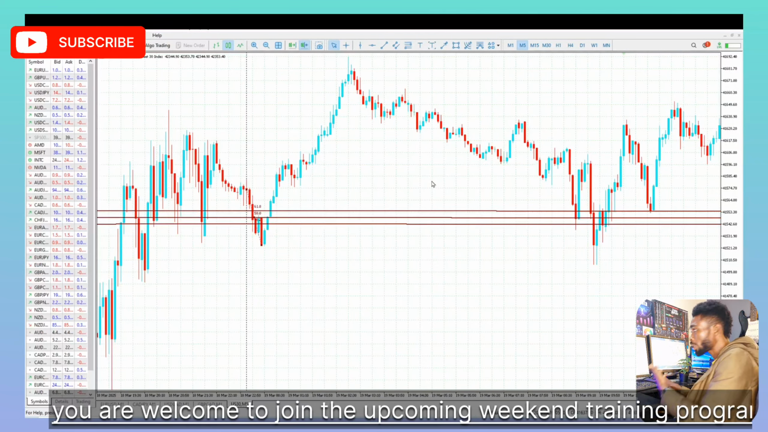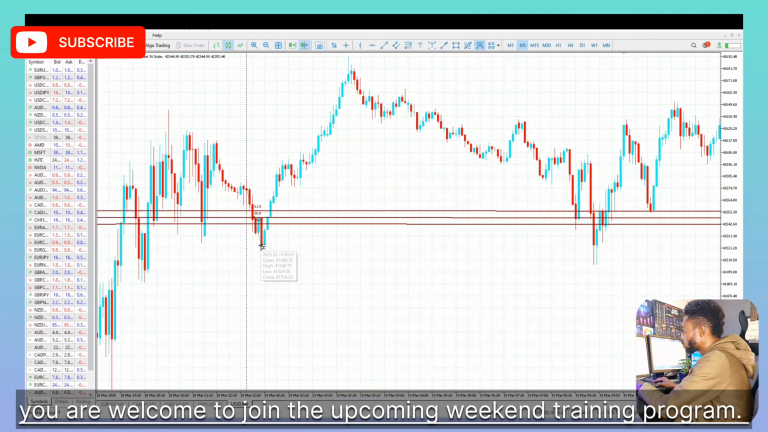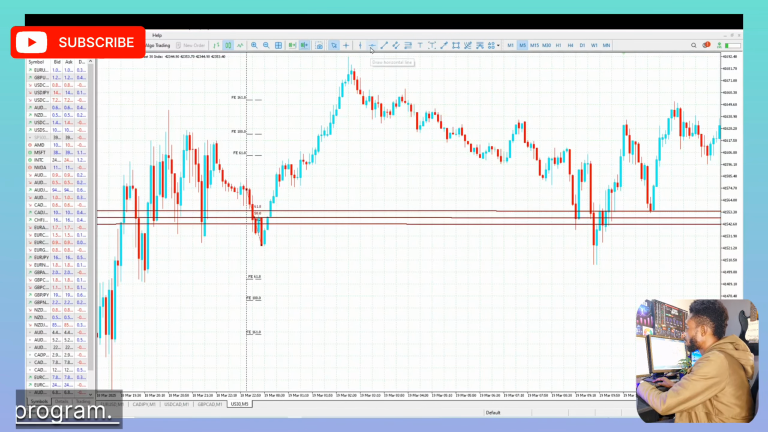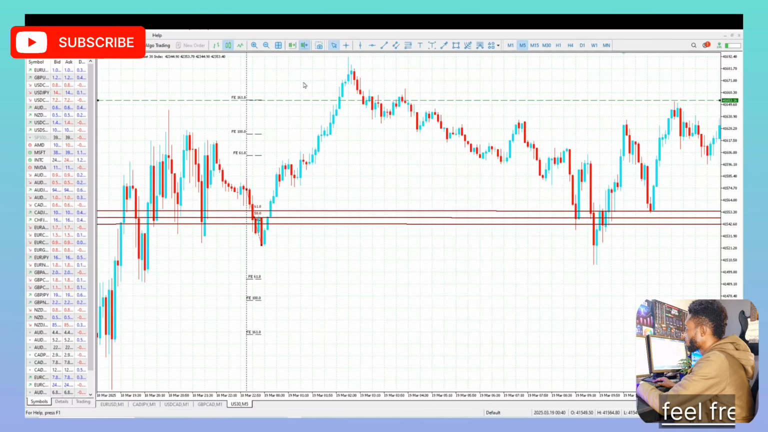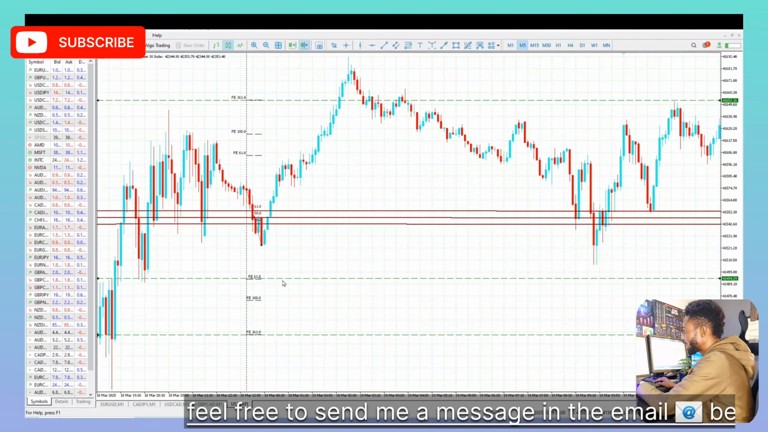So now let's plot our expansion tools. We click on the expansion tool from bottom to top, and the tool will come upwards, and from top to downwards, the tool will come downwards. Now we have to mark our important levels. So we mark our levels, and we mark the 61 level. We don't normally use the 100 level.